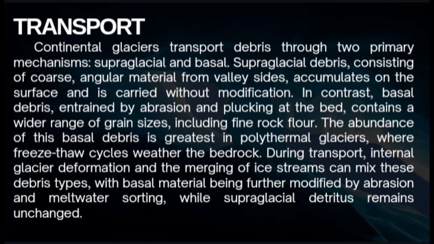Next, as I mentioned earlier, continental glaciers transport debris through two primary mechanisms: supraglacial and basal. Supraglacial debris, consisting of coarse, angular material from valley slides, accumulates on the surface and is carried without modification. In contrast, basal debris is entrained by abrasion and plucking at the bed.